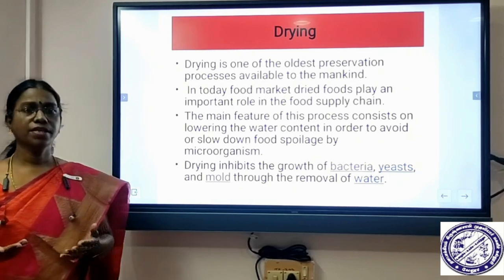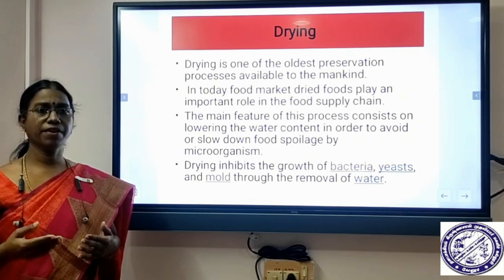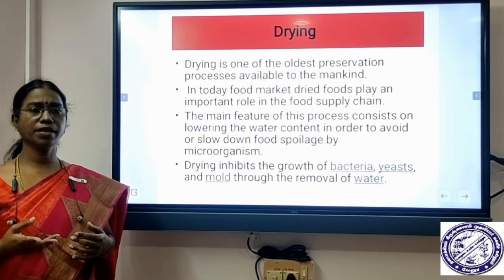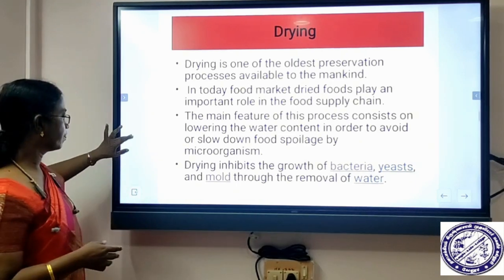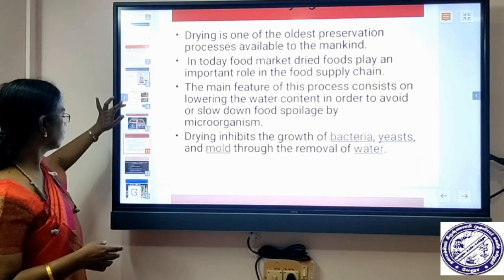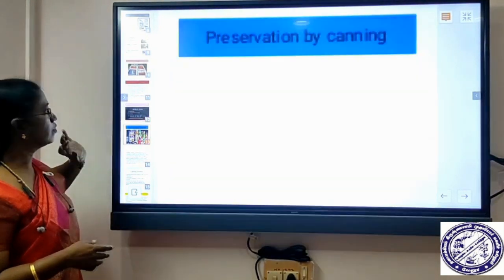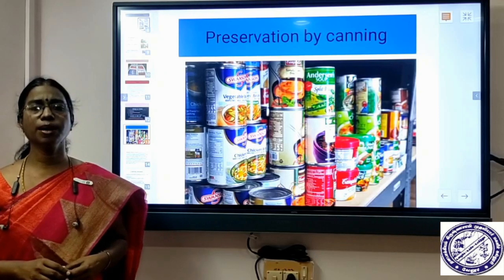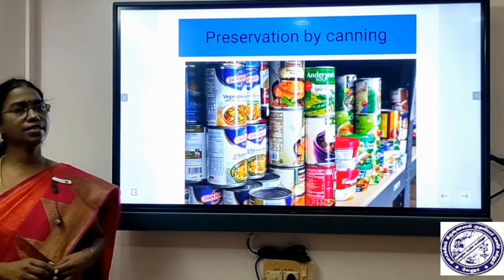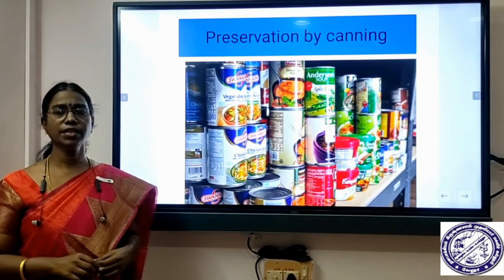So the mechanical dryers include spray drying, drum drying, foam mat drying, tower drying, etc. So these are the methods of drying. The next is the preservation by canning. Canning is actually preserving foods in cans.